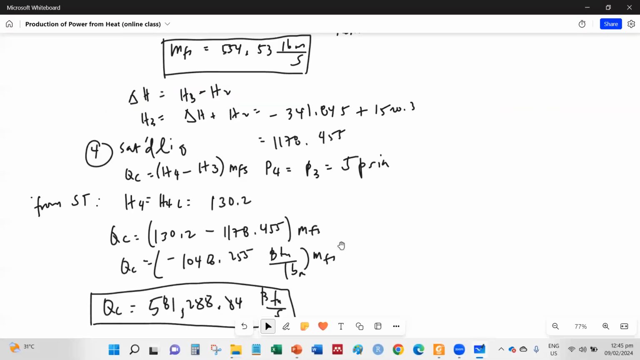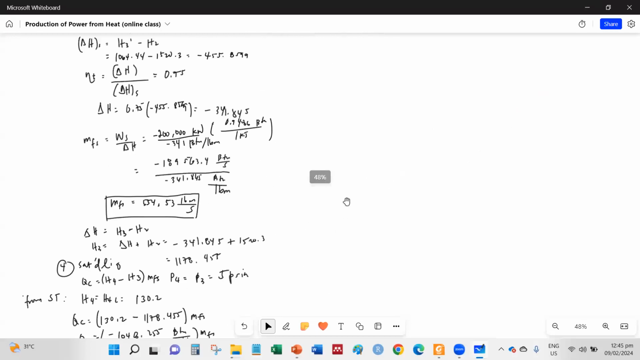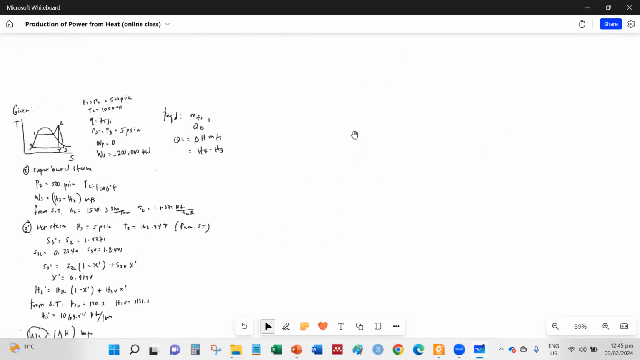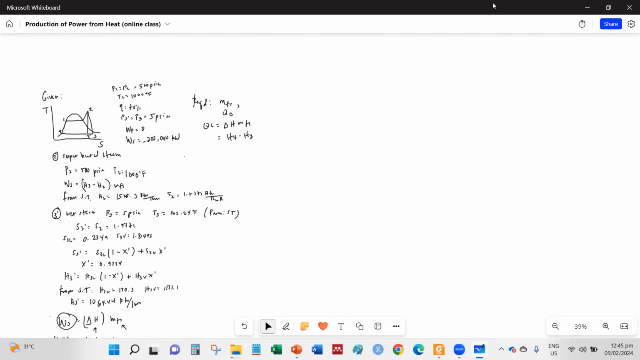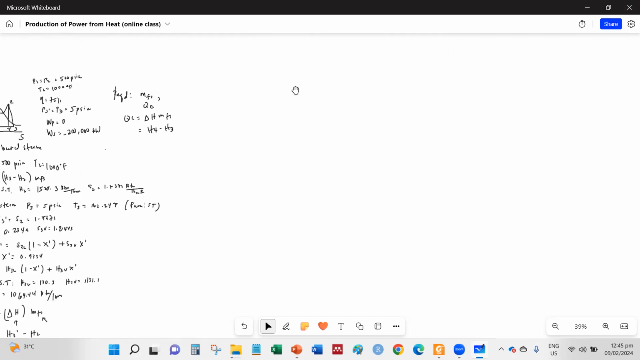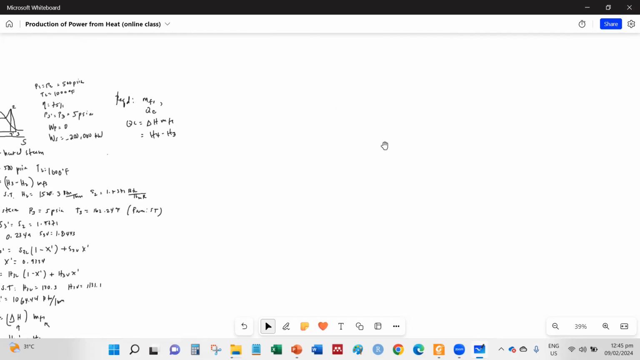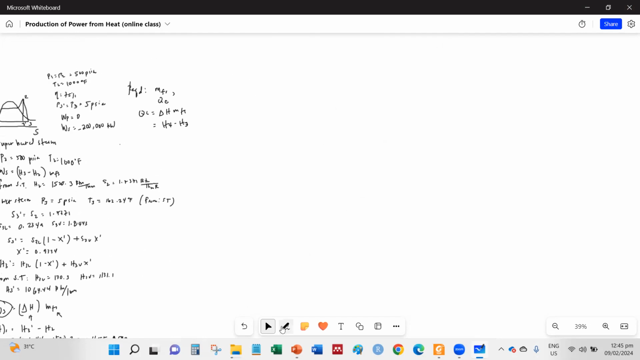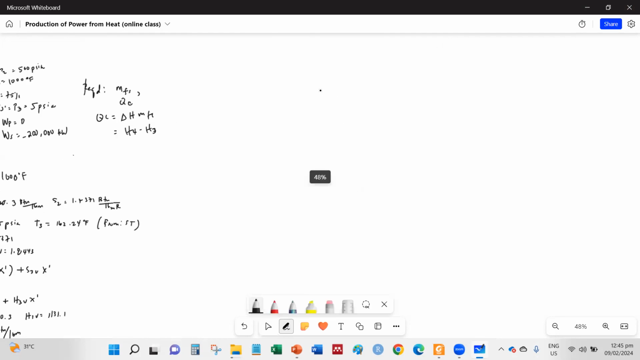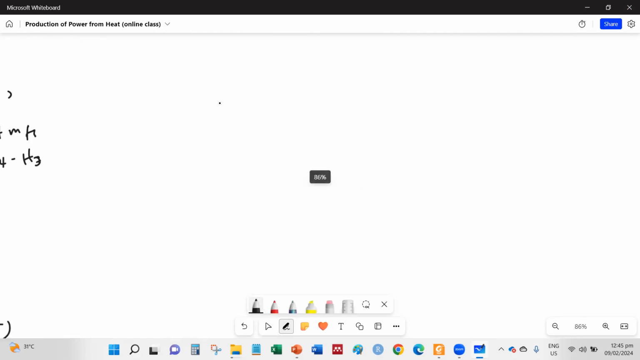Okay. Let's solve it right here beside our first problem. So given, let's draw the TS diagram first.